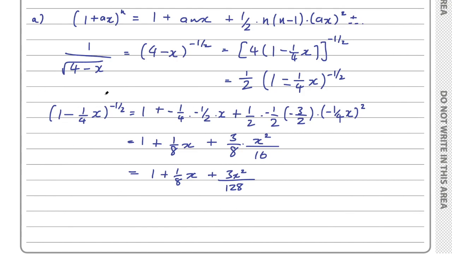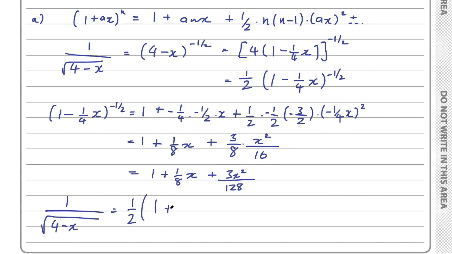I performed that expansion on that part of the expression. Now I need to multiply all of this by a half. Okay, so then we can say that 1 over the square root of (4 take x) is equal to a half multiplied by this.